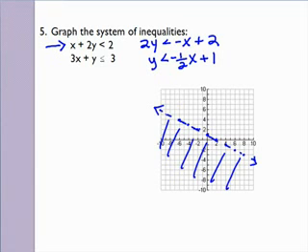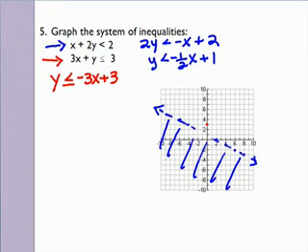And then the next line is this one. So we get it into slope-intercept form. Y is less than or equal to negative 3x plus 3. So we start at 3. Whoops, that's not 3. That's 3. See if I can get that eraser to work. Sort of. Okay, you guys get it.